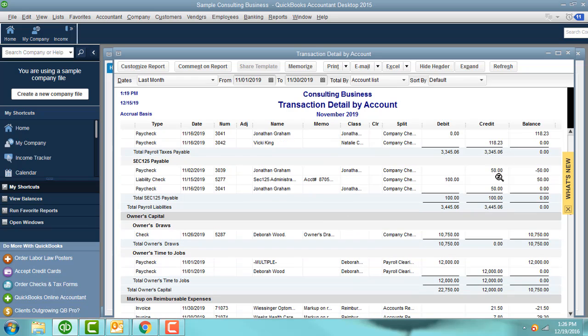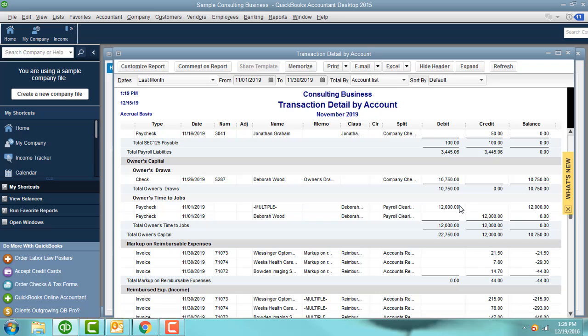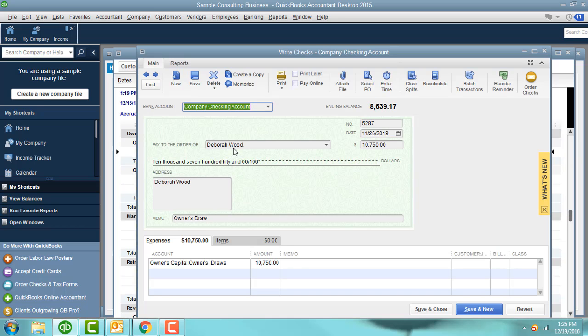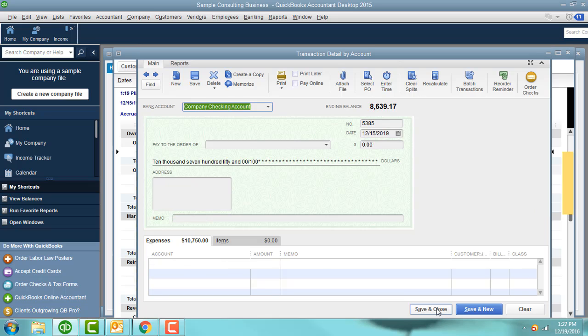Your health insurance looks like you collected $50 from Jonathan, and then you paid the $100 out, $50 per paycheck. Owner draw. This was a little more complicated, but this is when Deborah paid herself through draws as opposed to running herself on the payroll, and it hits the equity section.